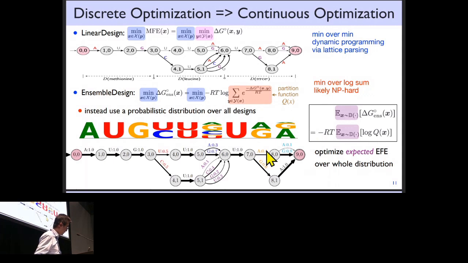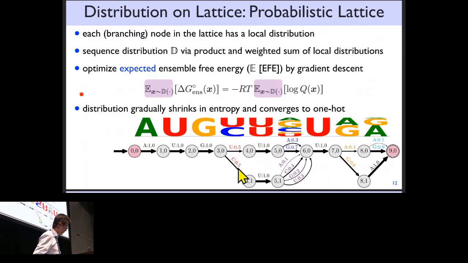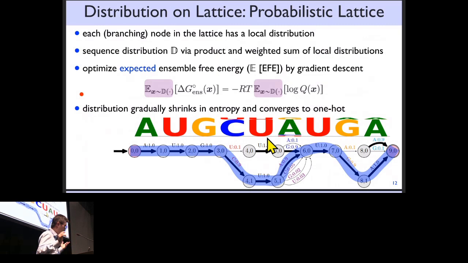So here's a bit more detail. You can define the distribution over lattices very easily, because for every branching node, you can define the distribution, which corresponds to these in the sequence logos. And then you just do the product and weighted sum of local distributions, and you got a whole sequence distribution. And then you can define the expected ensemble free energy and optimize it by gradient descent. I will not tell you any more details, but the distribution will eventually shrink in entropy, and they will be more and more certain. You can see this kind of demo, and then eventually it will be more like a one hot distribution, from which you can extract the sequence.